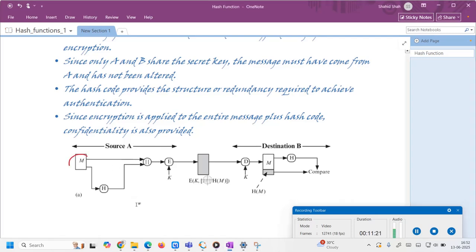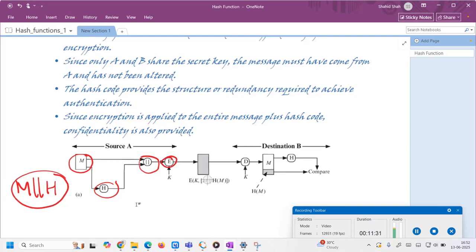See, this is the message M, this is the H. This operation is concatenation, that is, you combine them, M concatenated with H. Now whatever block you get here, this E is any symmetric encryption algorithm. It can be DES, it can be even RC4, it can be AES, whatever. It has a secret key, that is the basis of symmetric encryption, and you apply this encryption with key K over the concatenated data, that is, M concatenated with the hash of M.